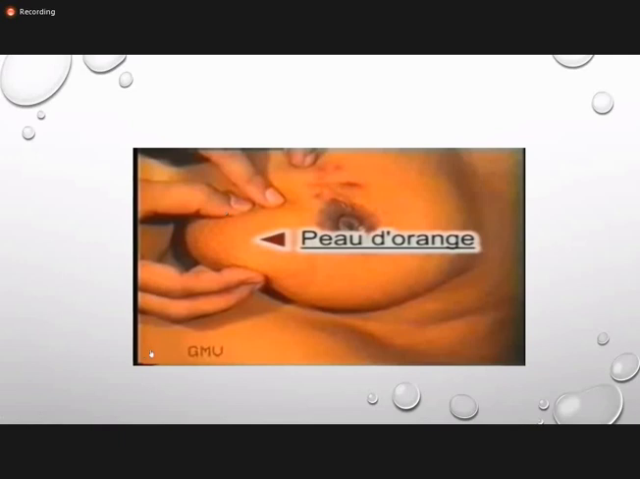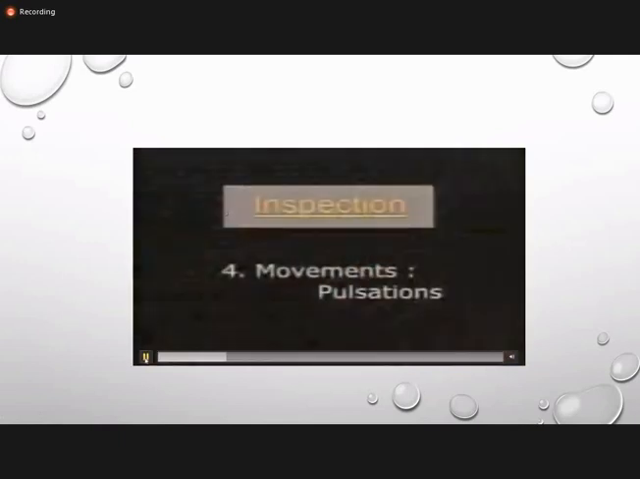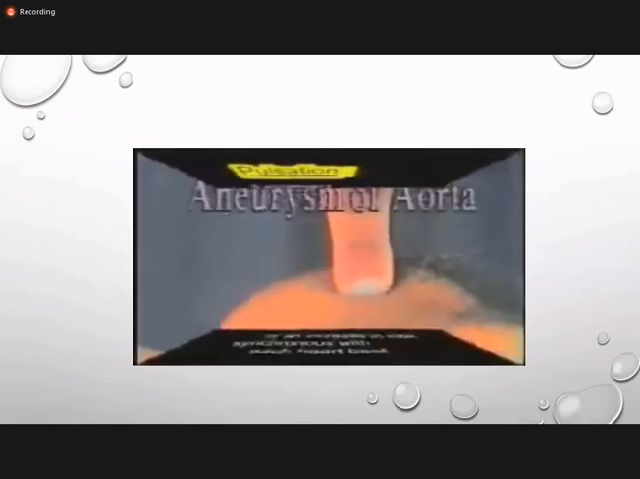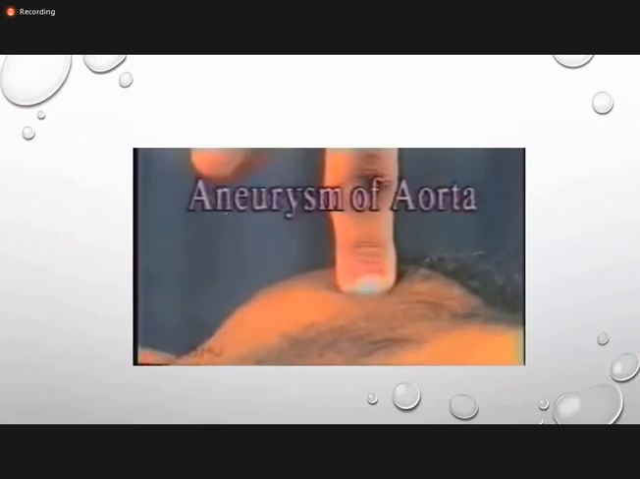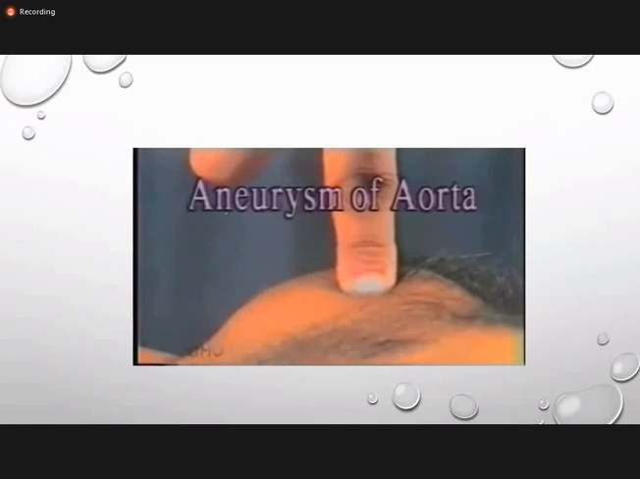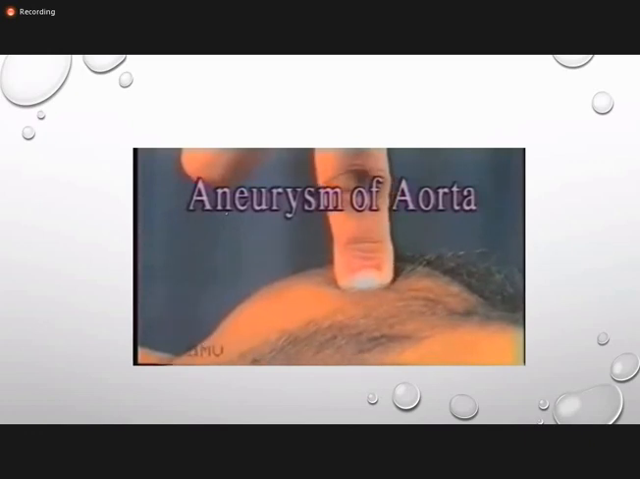lymphatics. Now inspect the swelling for a few seconds for any visible pulsation, that is, a movement or increase in size synchronous with each heartbeat. Swellings arising from the arteries, like aneurysms, will be pulsatile, as seen in this aneurysm of the aorta pulsing through the anterior chest wall.